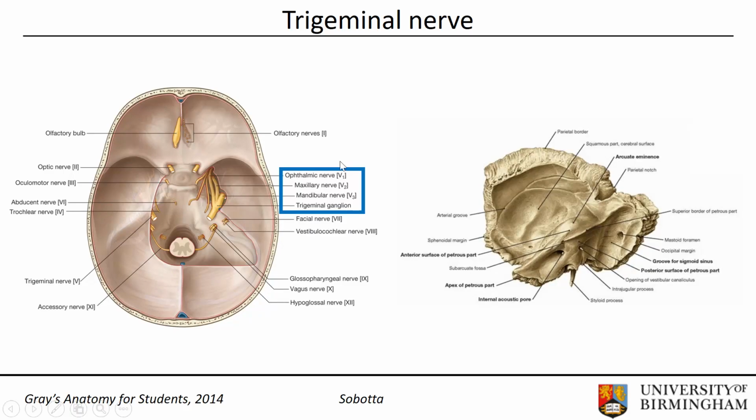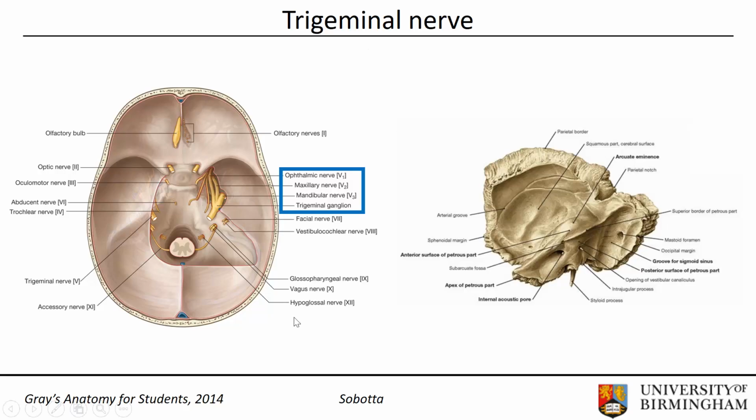This ganglion is located in a depression known as the trigeminal depression on the anterior surface of the petrous part of the temporal bone, and is covered by dura mater in a dural cave. This is known as the trigeminal cave.